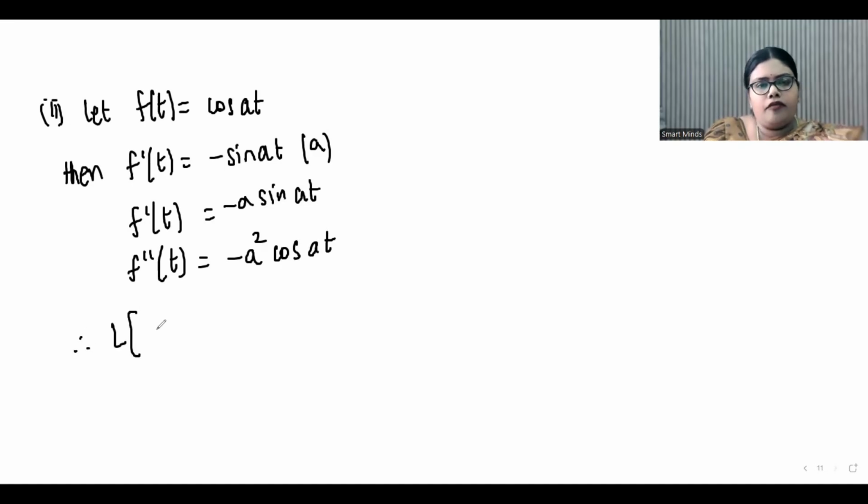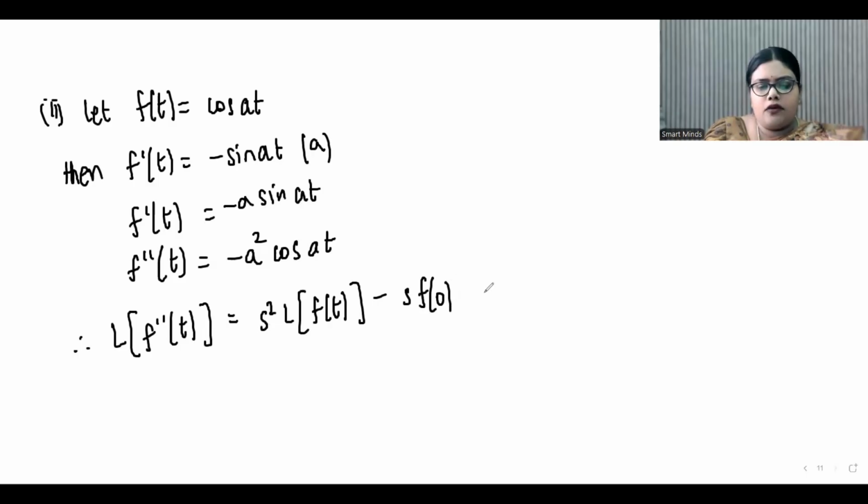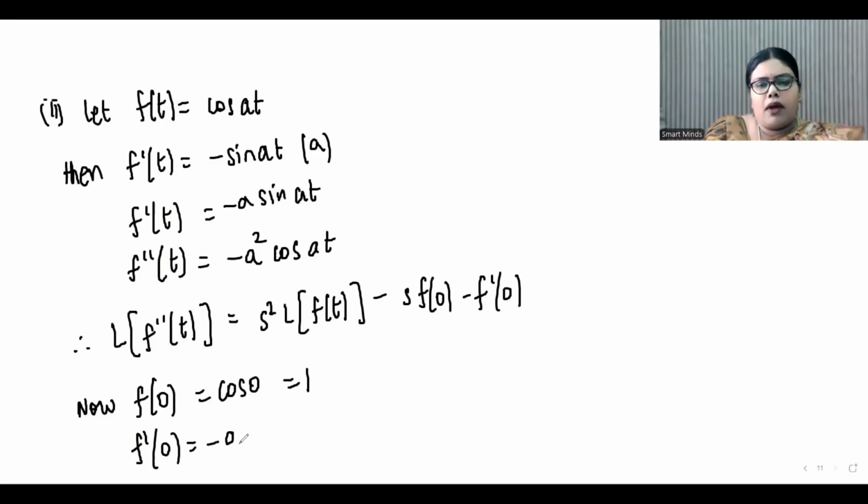Therefore, L of f double dash of t is s square L of f of t minus s f of 0 minus f dash of 0. Now first let us find out f of 0. F of 0 is cos 0. Cos 0 is 1. And what is f dash of 0? Minus a sin 0. And we know that sin 0 is 0. So the whole thing will become 0.